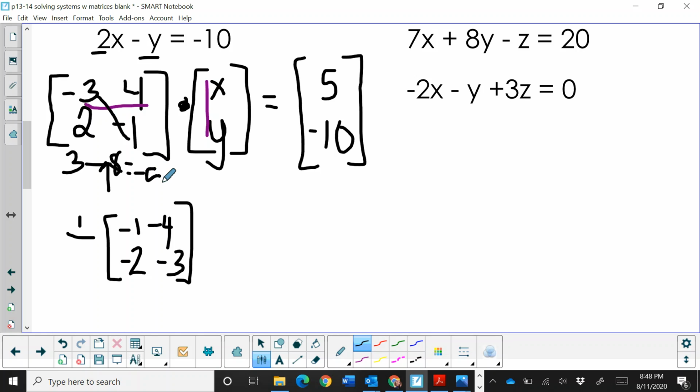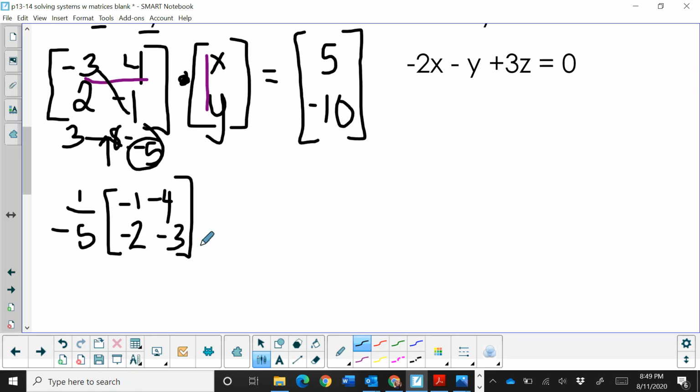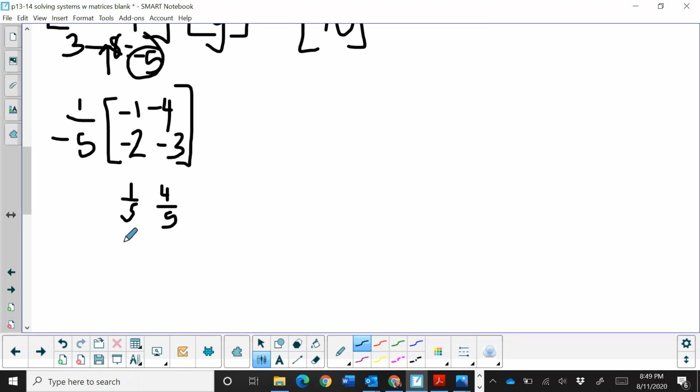So -5 is the determinant of the original 2 by 2 matrix, so we do 1 over -5, and then we distribute that in, and we get some fractions. Now, once we get that inverse matrix, which is now, once I distribute, it's going to be +1/5, +4/5, 2/5, and 3/5. Well, at least everything ended up being positive. That makes it a little bit easier.